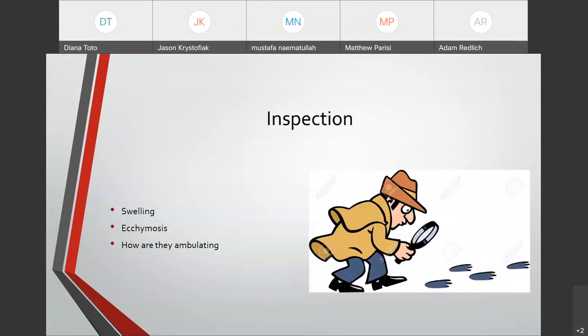So inspection is very important. We don't always have the luxury of being there when our patients or athletes get hurt, but if we do, we can look at what play happened. How did their ankle roll up? Is there any swelling? Is there any bruising going on? Are they able to ambulate right after the injury or when they come to see you in your office?